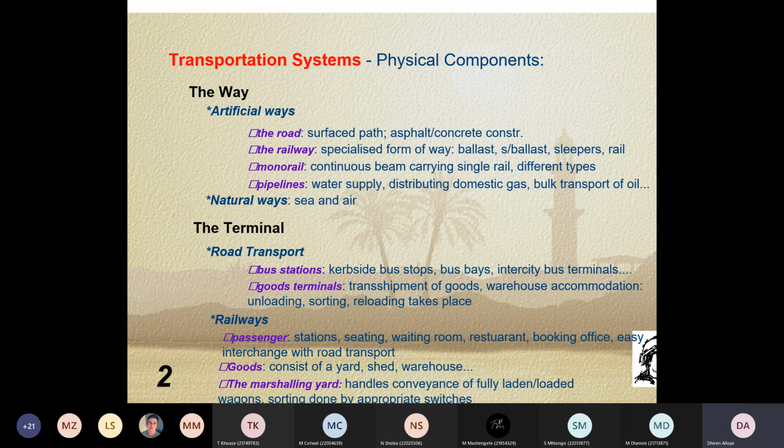Sure, you did this in 2A, Transport Technology 2A. Anyone can tell me what is the basic difference between a flexible pavement and a rigid pavement? Anyone? Take a guess. Difference between a flexible pavement and a rigid pavement?